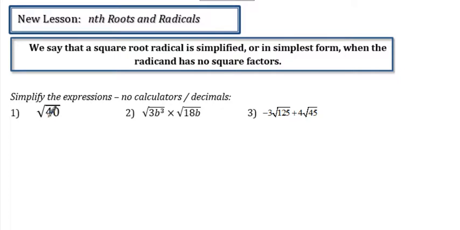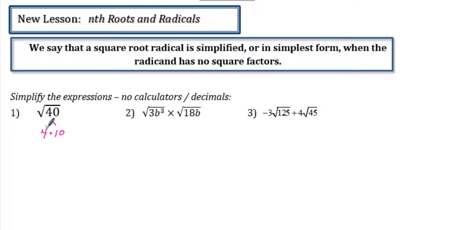Can you think of any perfect squares that are factors of 40? Let's think of the perfect squares themselves. 2 squared is 4, 4 squared is 16. Look for those numbers and find the biggest one that you can. If I look at 40, I find that there is a 4 in there times 10. 4 is the biggest perfect square I can find. If there is a perfect square in there, we can't leave it in there.